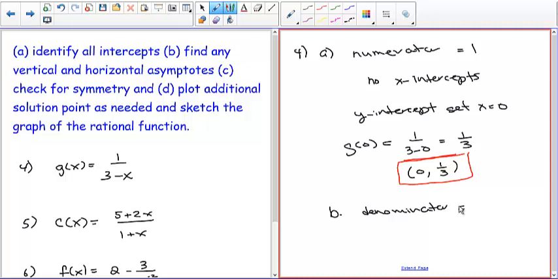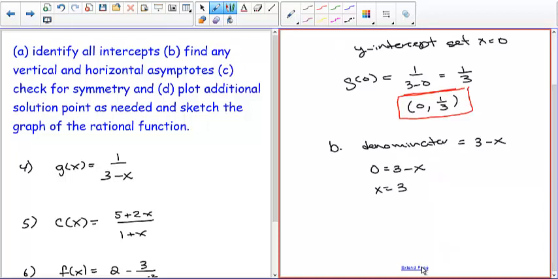And the denominator in this case is 3 minus x. So we want the values of x where the denominator goes to 0. If you solve for x, you'll get x equals 3. And if I plug 3 in here, 3 minus 3 is 0, so that checks that I did the right thing.